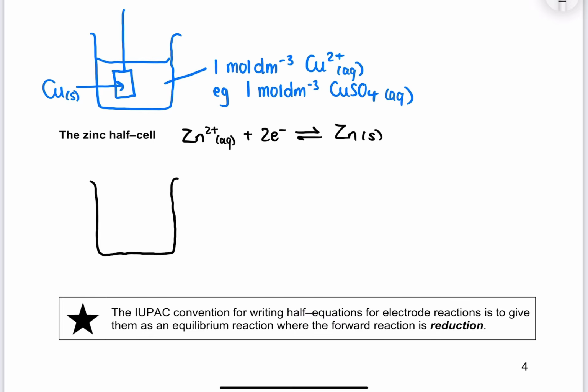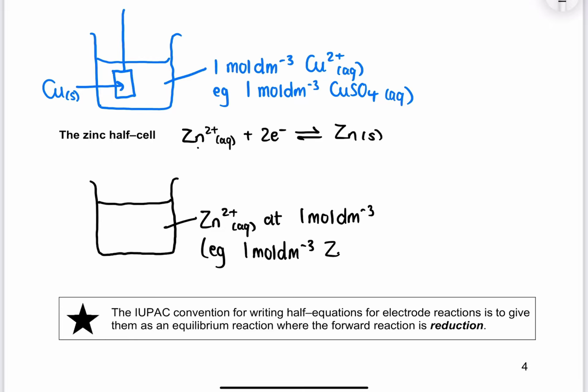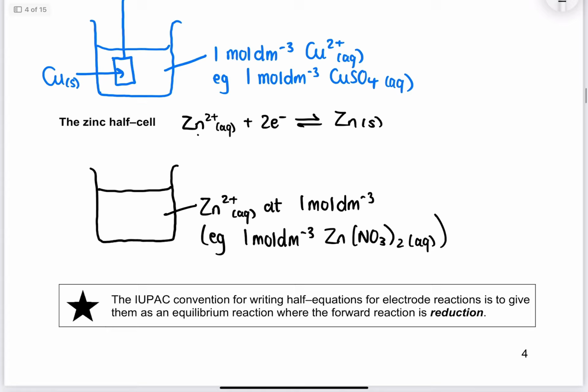So again, we're going to draw a beaker. We're going to have the two species, so Zn2 plus aq at standard concentration 1 mole per decimetre cubed. So e.g. some solution that contains that. Quite often I pick nitrates because the nitrate ion doesn't react with anything else that might be present in our cell later on when we connect it all up. And so it's useful to use a nitrate. And then we're going to have our piece of zinc metal.